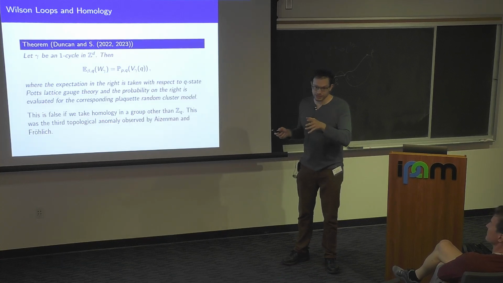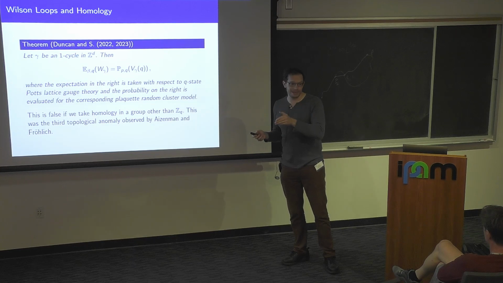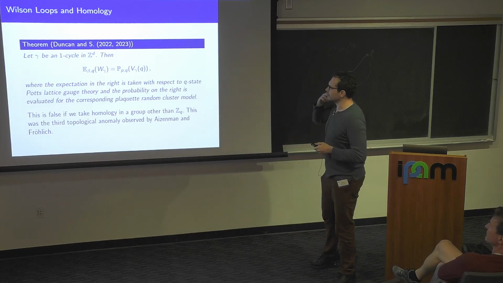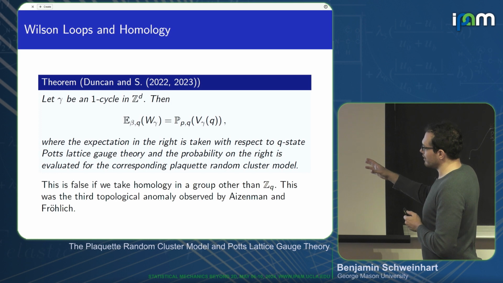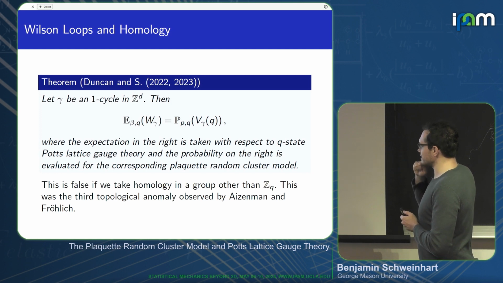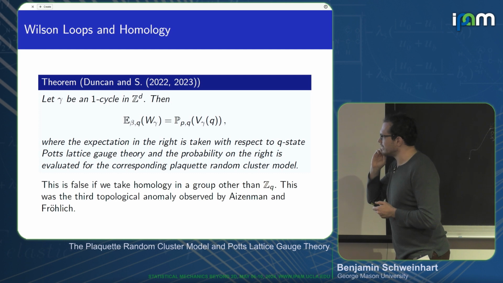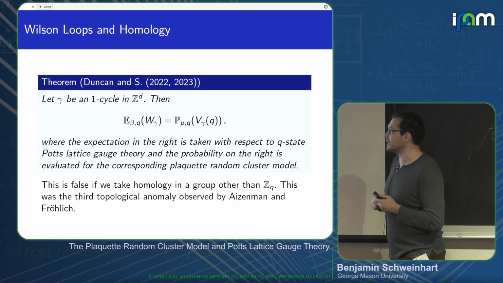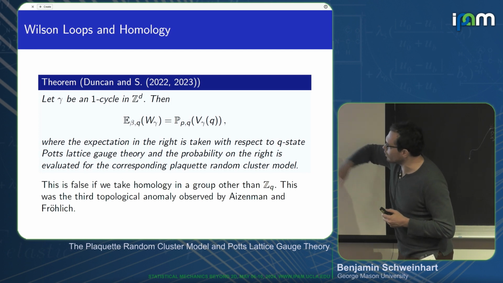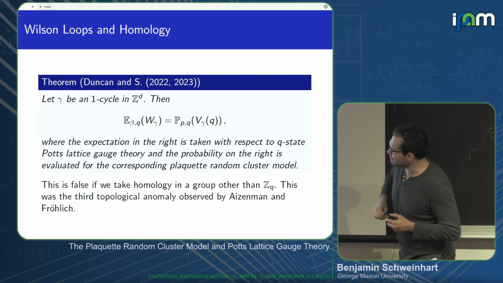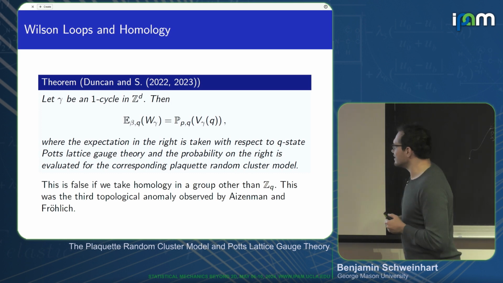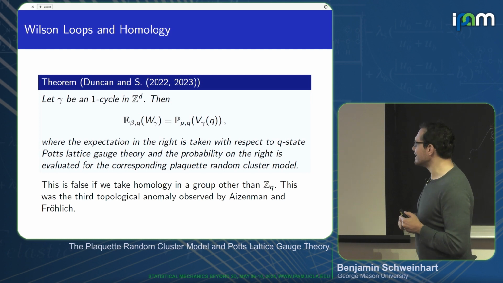So with that correct definition of the Plaquette random cluster model and the event V gamma, we can state this generalization of the connection correlation theorem, which is that the expectation of your Wilson loop variable in Potts lattice gauge theory equals the probability that you are a boundary in the homology taken with coefficients in Z_q. And yes, this does work when we're in Z^d. It works in any cell complex, and if you replace one with I as well. So we hope it will have many uses for that.